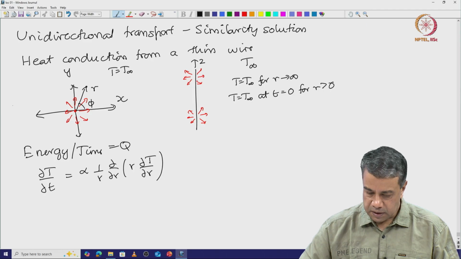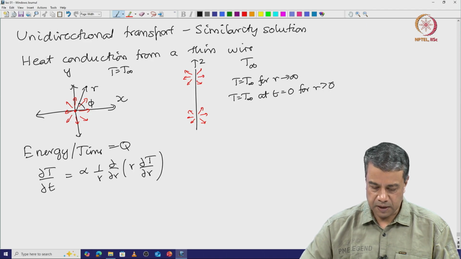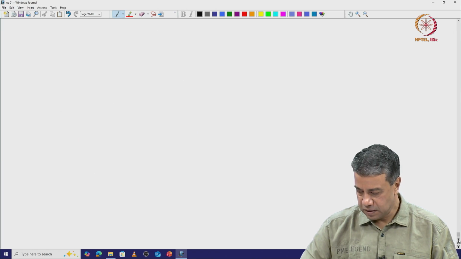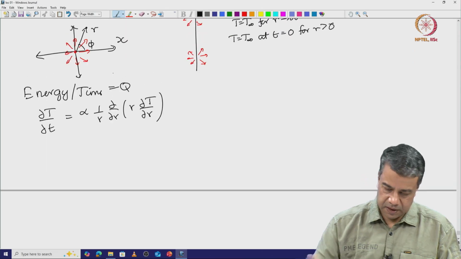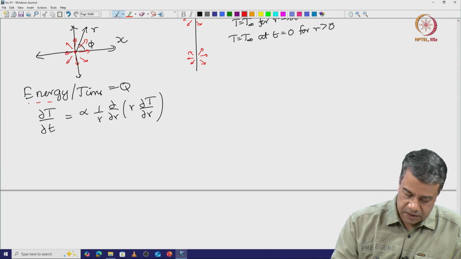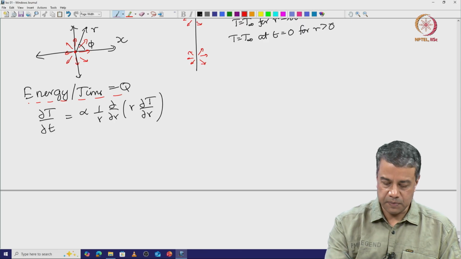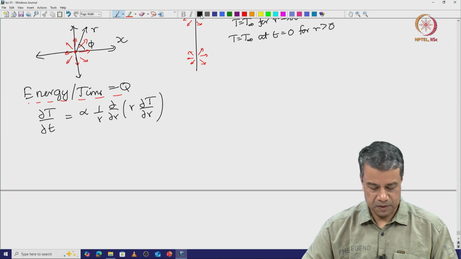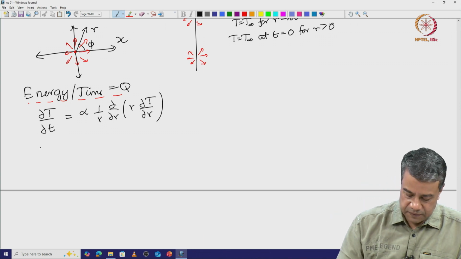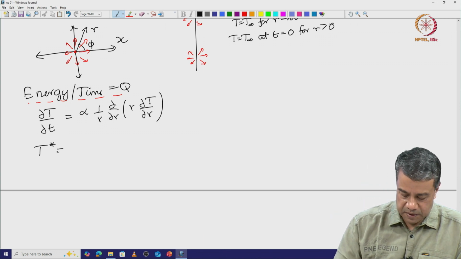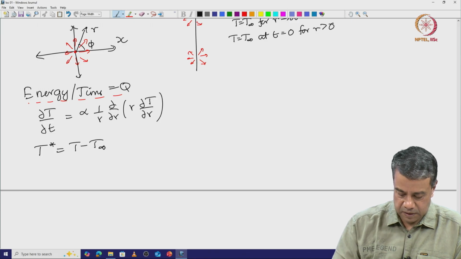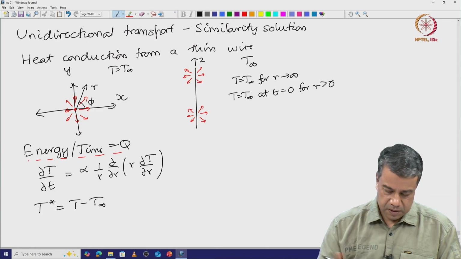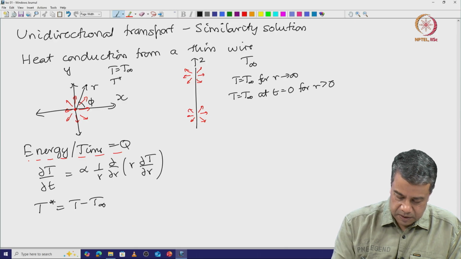Now, there is no particular temperature scale in this problem as stated. So, what I have is that the temperature goes to 0 far away, and then I have this one condition on the energy generated per unit time. So, the temperature scale has to come out of this energy per unit time. I will show you how that comes out, but for the present we can just define the scale temperature as T minus T infinity, so that the scale temperature is equal to 0.